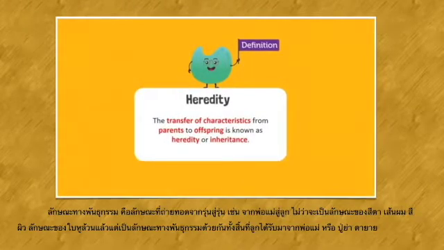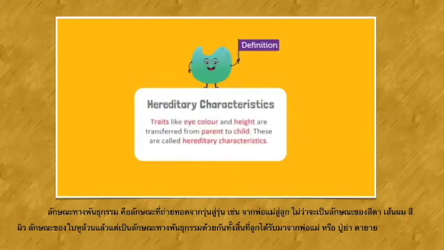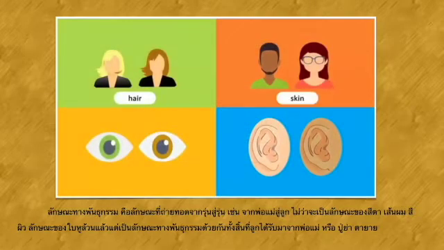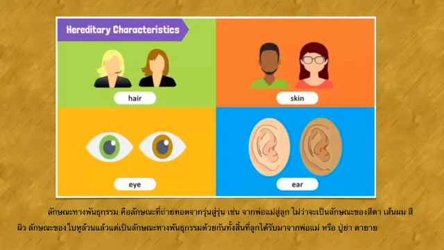Transfer of characteristics from parents to offspring is known as heredity or inheritance. Traits like eye color and height are transferred from parent to child. These are called hereditary characteristics. Hair and skin color, eye color, and free or attached earlobes are a few examples of hereditary characteristics that are transferred from parents to offspring.